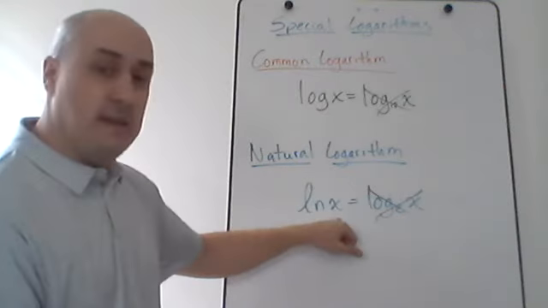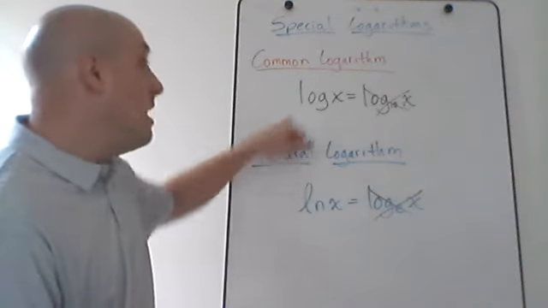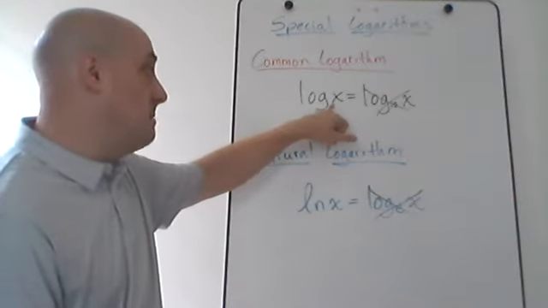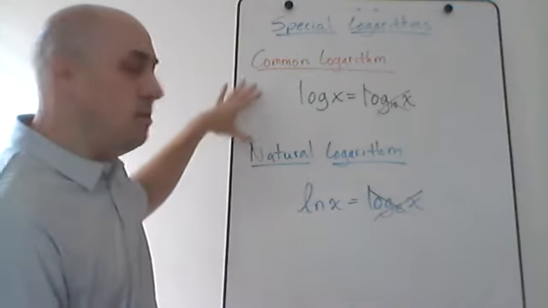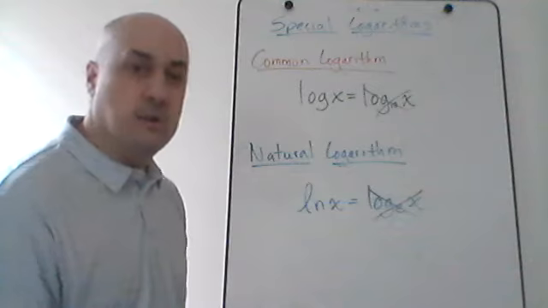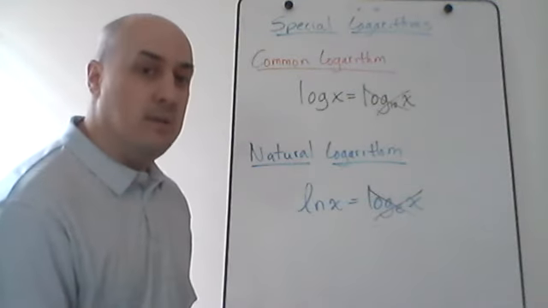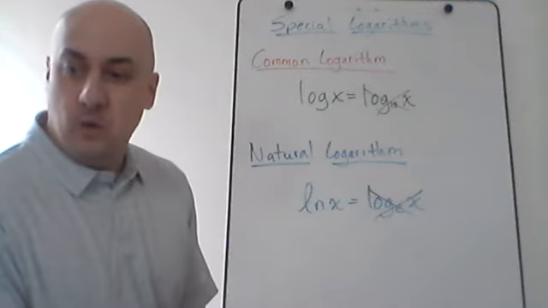So ln of x is the logarithm with base e, and log of x without that subscript is base 10. Those are the two important logarithms, the two special ones that get their own special designations and names, and you need to know what those are.